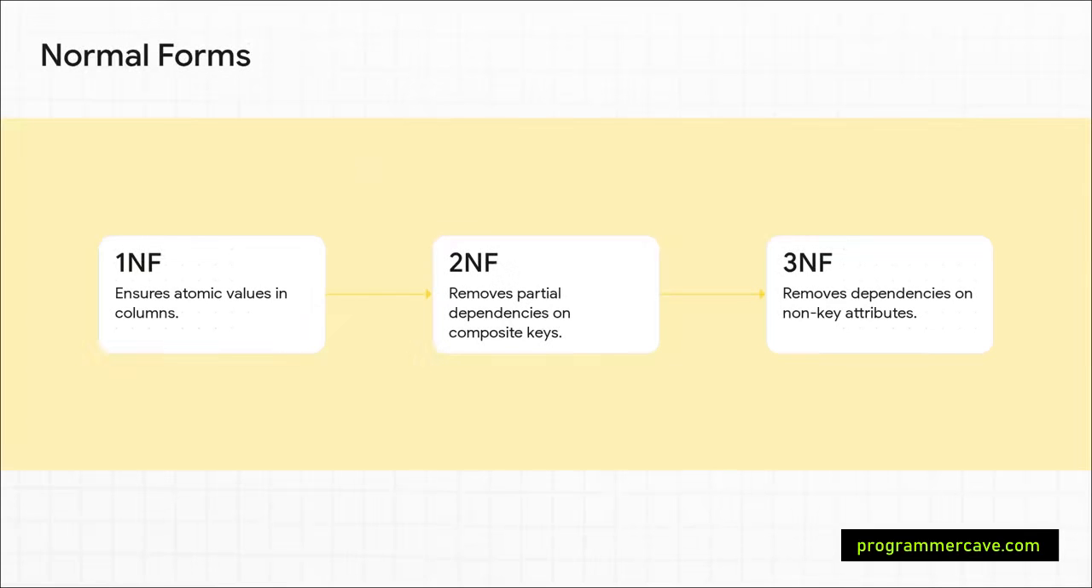Now, for those of you who want to go a little deeper, especially senior engineers, you should know this process isn't random. It's formalized into levels called normal forms. You have first, second, and third normal form, and each one adds stricter rules. We're not going to get lost in the weeds here, but just know that reaching third normal form, or 3NF, is a really common goal for a well-structured database.